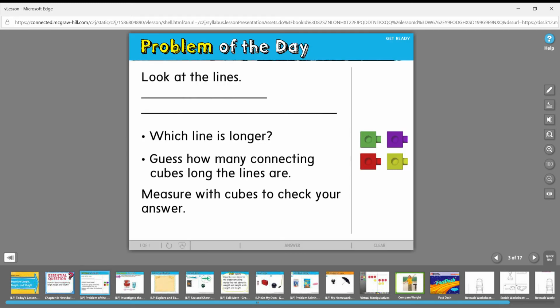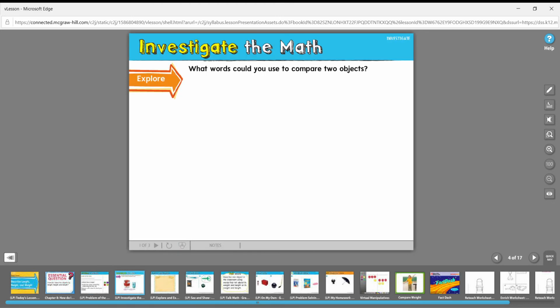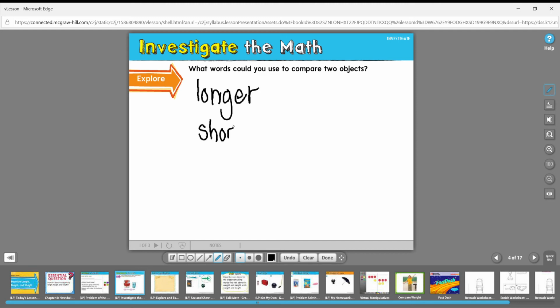Here we have something where I want to do a little practice with some of the ways that we compare objects. So what words could you use to compare two objects? One word we could use to compare two objects is this word. This says longer. So one thing could be longer and the other would be shorter. So longer and shorter, that's a way that I could compare two objects.